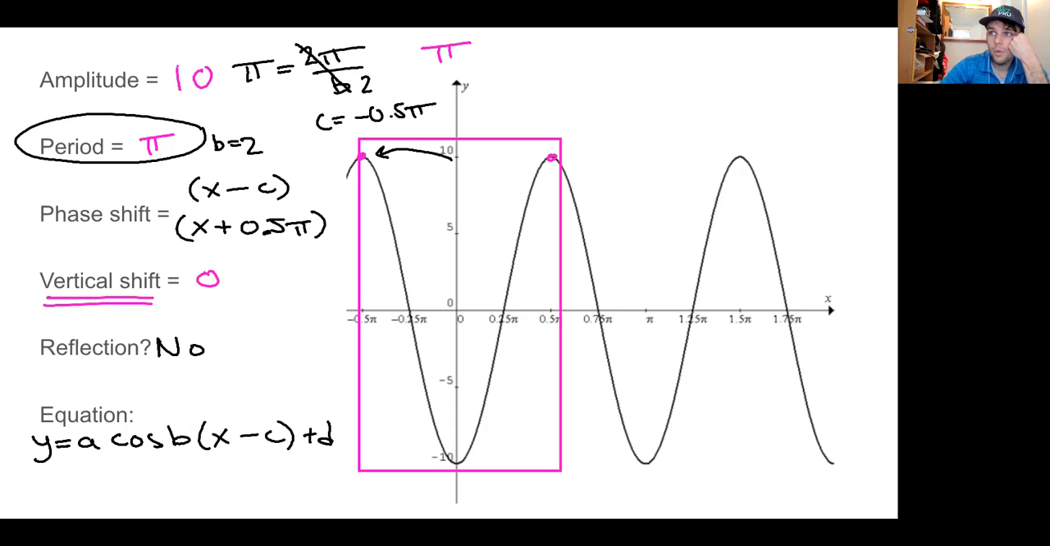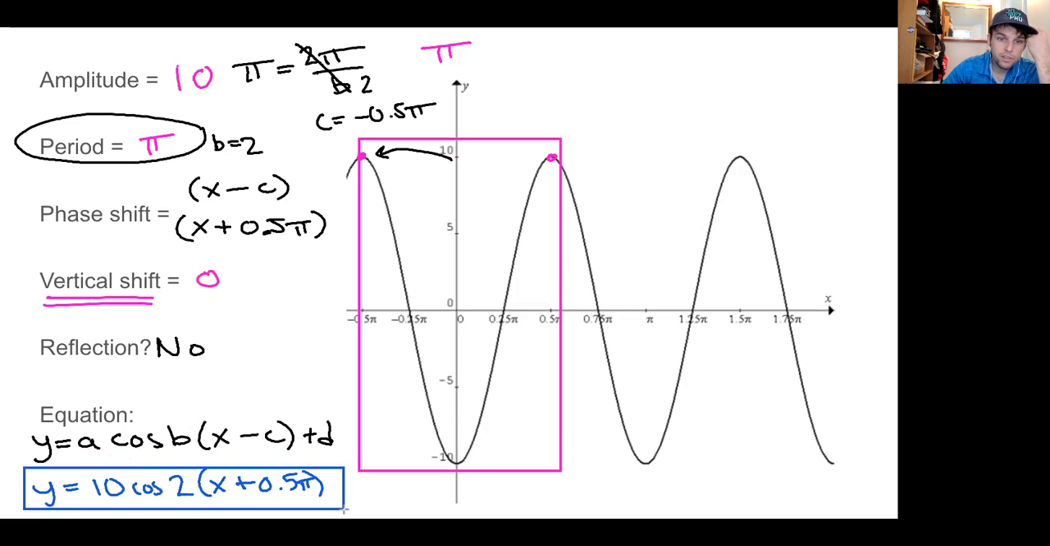All right, what is the overall equation based on that cycle? It is y equals 10 cosine of 2 times x plus 0.5 pi, plus d. No d, no vertical shift here, so I can just leave that off. And that would be the equation for this graph, examining this cycle right here.